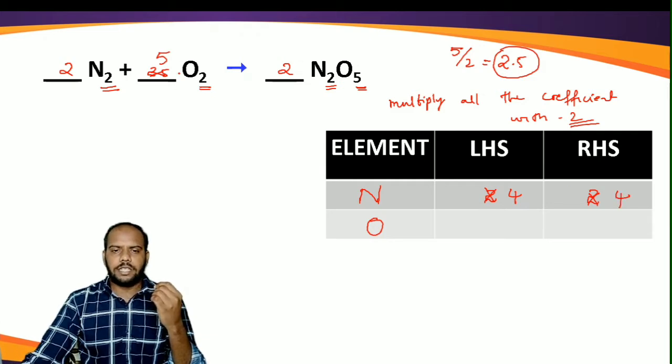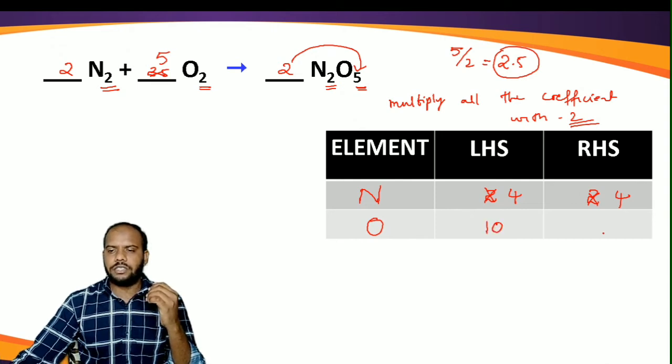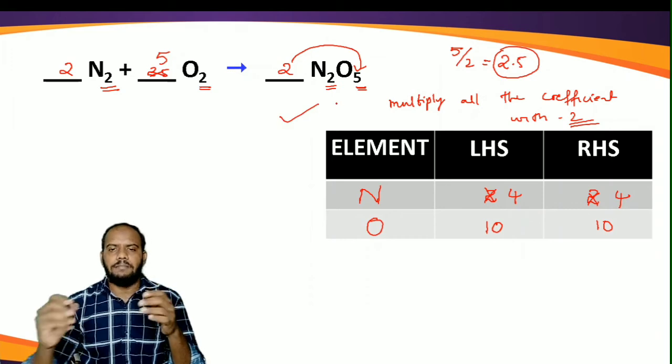How many oxygen present here? 2 5s are 10 oxygen. Left hand side also 2 5s are 10. So we got left hand side 10 oxygen, right hand side 10 oxygen. Then this equation is balanced.